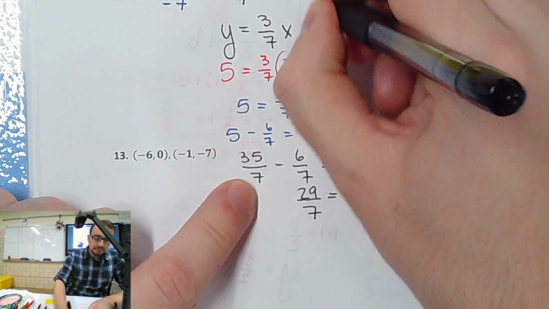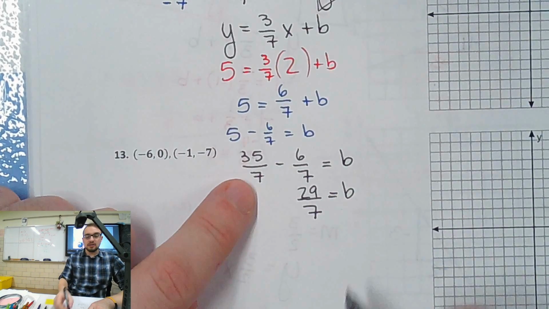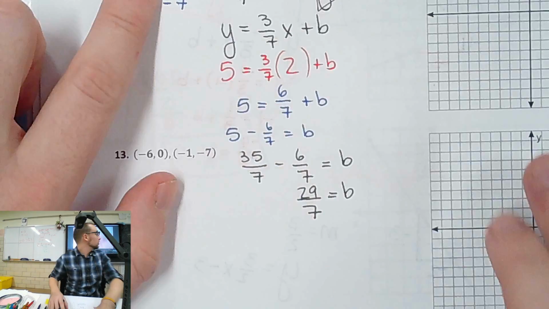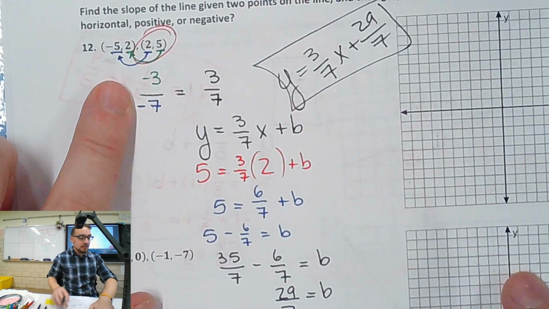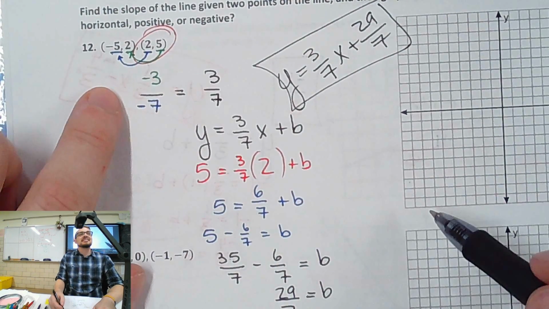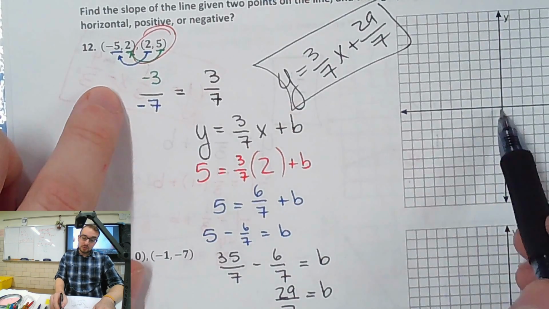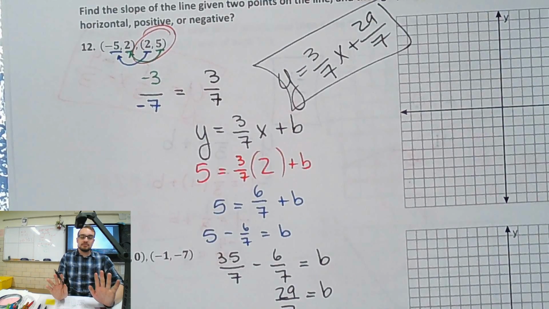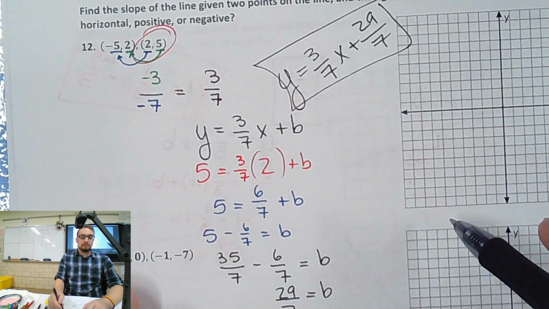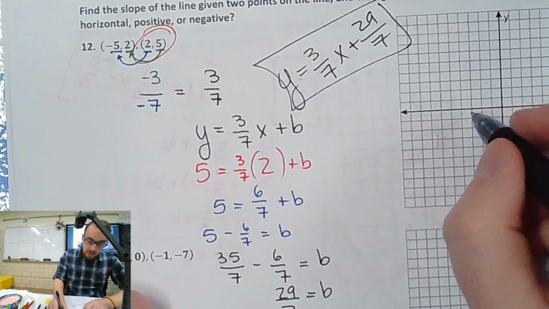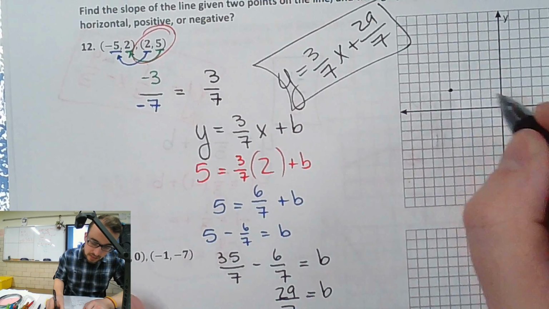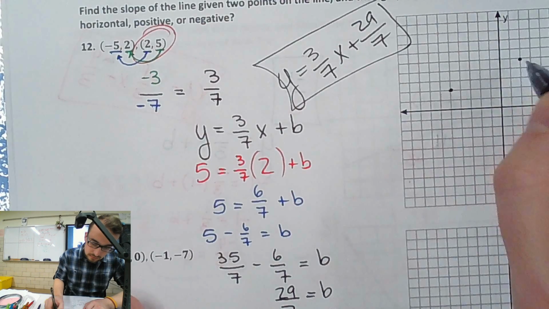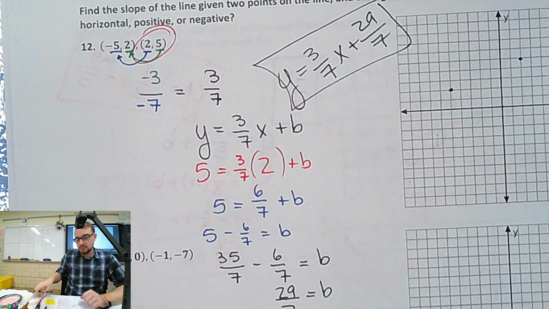That's our line. Now you're thinking, oh God, I don't want to graph that. All you have to do is plot those 2 points and draw a line. Don't do, oh, y-intercept's 29 over 7. Right? We're going to go up 3 over... No. Plot your 2 points and go. Negative 5, 2 is this point right here. And 2 comma 5 is here. There's your line.